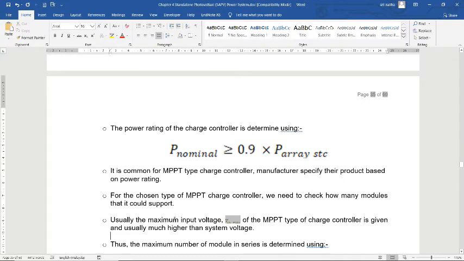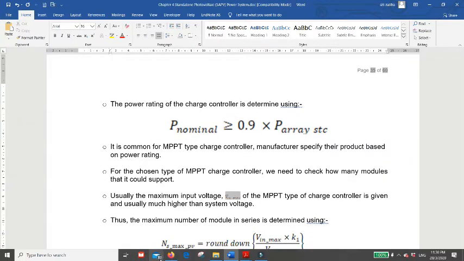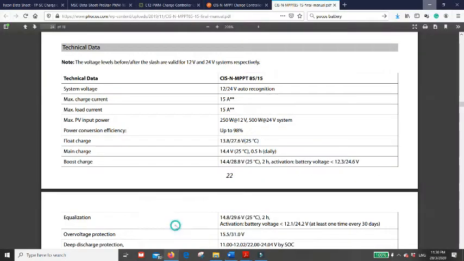So usually the maximum input voltage, V in max, of the MPPT type of charge controller is given and usually much higher than the system voltage. Of course, because okay, this is the V in max from the PV module, not from the battery.